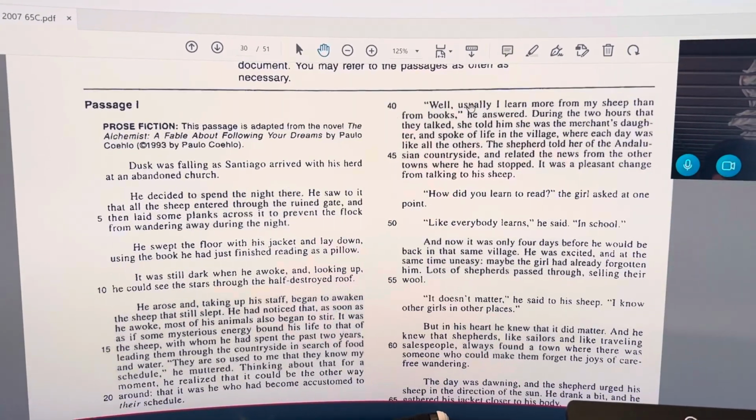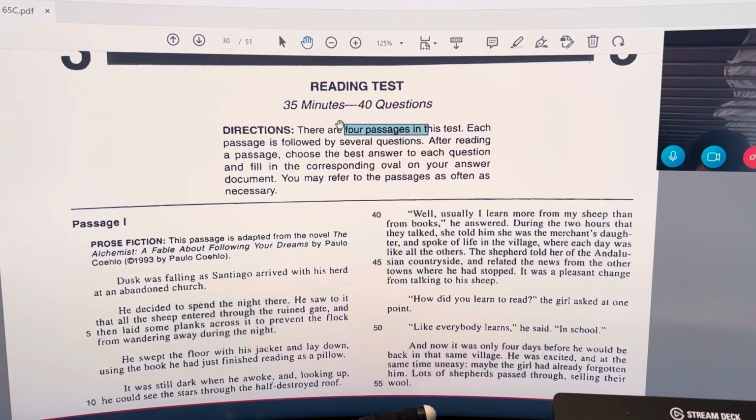And what did I tell you to do during this? 4 passages. So 4 into 35, right?